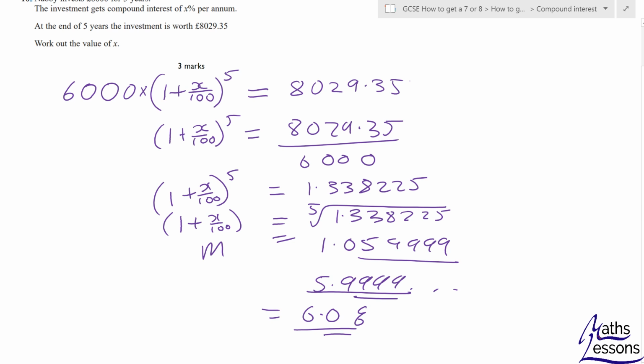So the trick is to set up your question right. If you don't like the 1 plus x over 100, you could use the multiplier at that point, and then just realise once you've got your multiplier, you can always see that your percentage rate is the bit after the decimal point, and that's how you do that question.